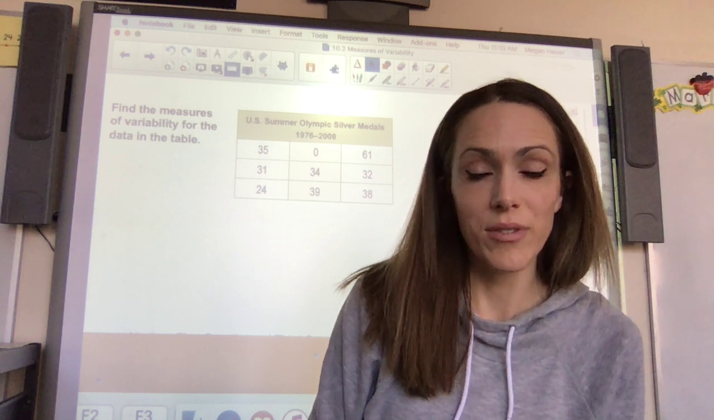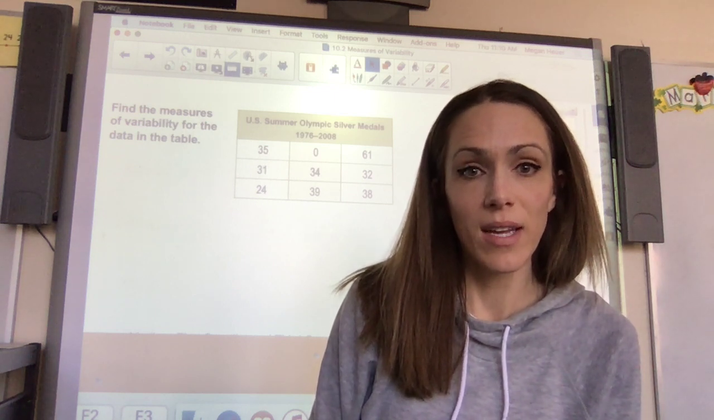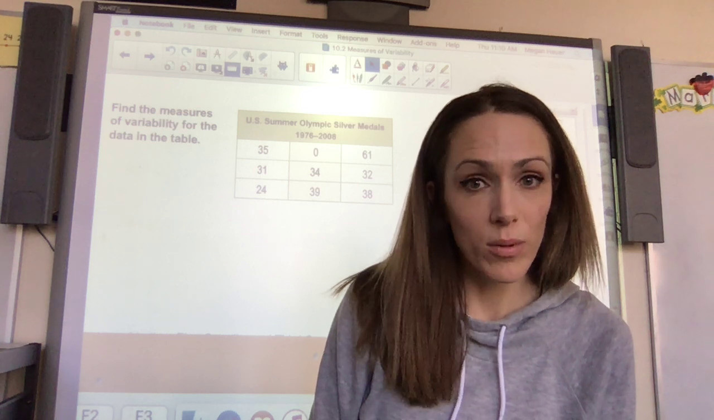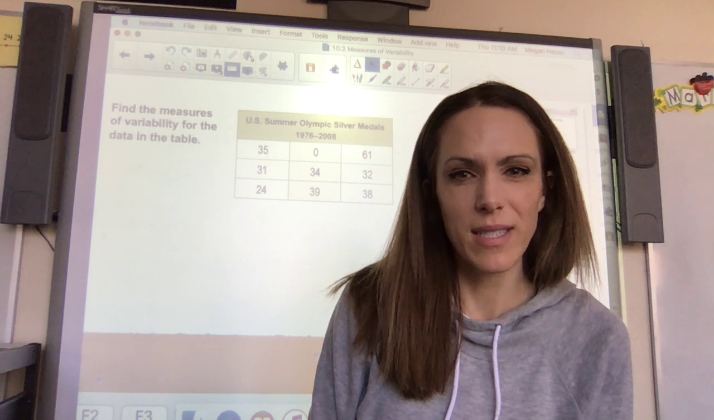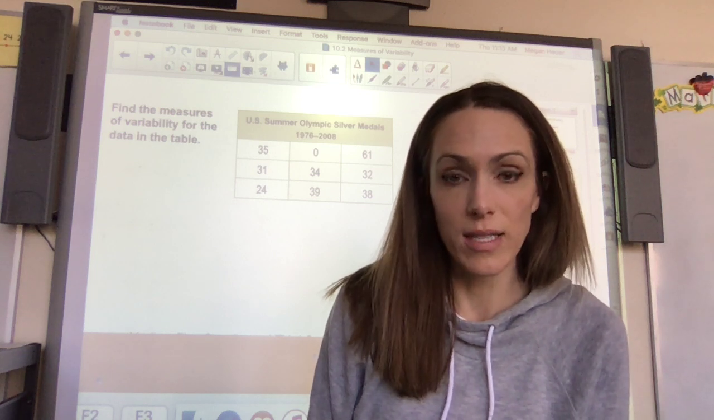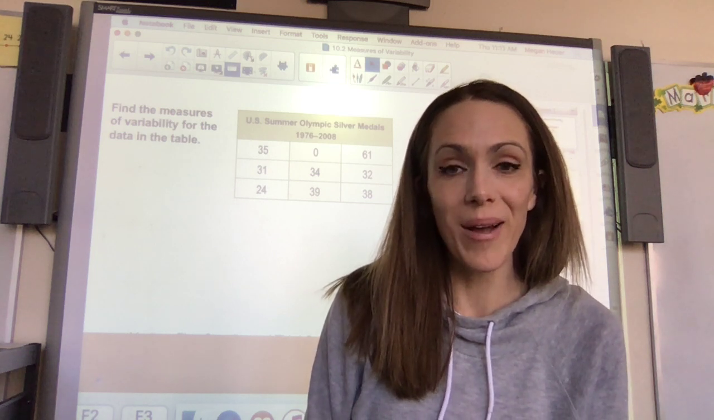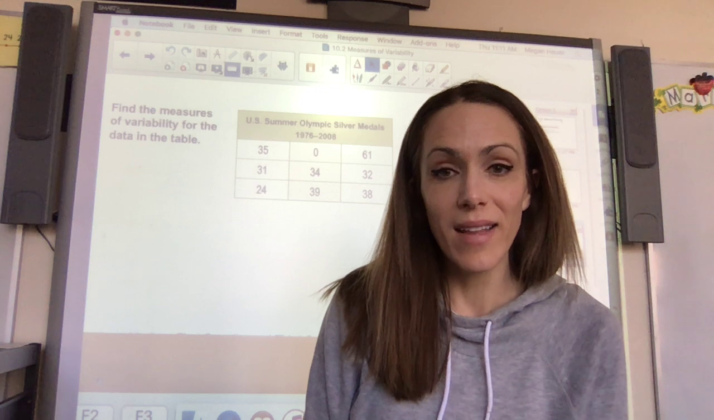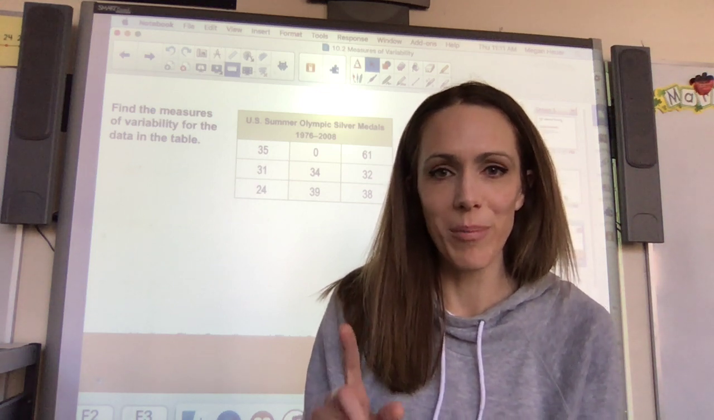Bonus point, and if you send this to me in an email: why is there a 0 for one of those U.S. Summer Olympic silver medals? Is it because just no one got second place? So look it up. If you send me an email with your name and a sentence reason, then I'll give you a bonus point somewhere. Okay, and I'll think about where I'll give that.